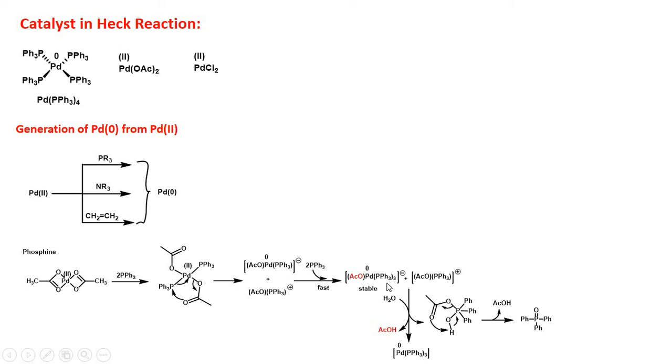Here palladium has 0 oxidation state, which will further react with 2 moles of triphenylphosphine to give a stable complex, and water here will remove this acetate in the form of acetic acid. The hydroxide of this water will attack on this phosphorus to give this compound, which undergoes rearrangement to give triphenylphosphine oxide. And you can see now we have the palladium 0 complex.